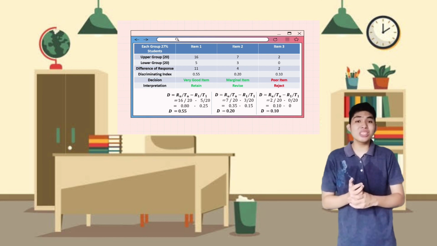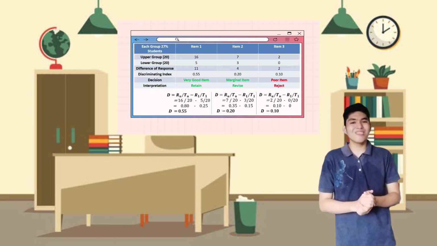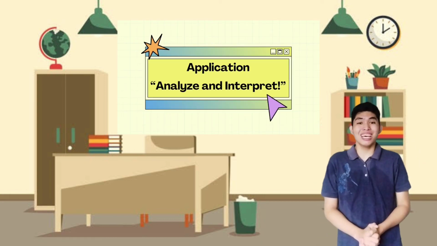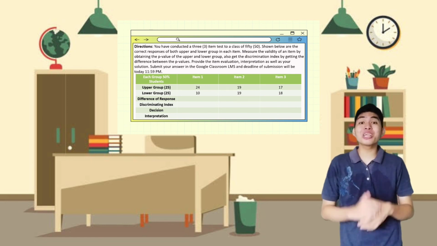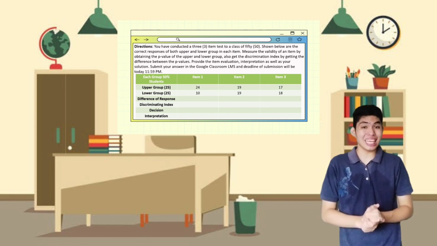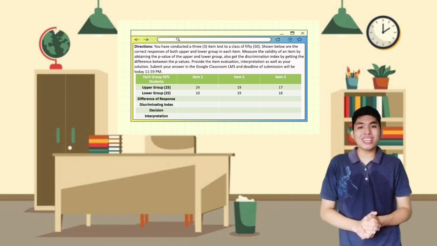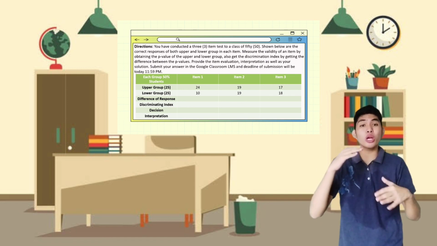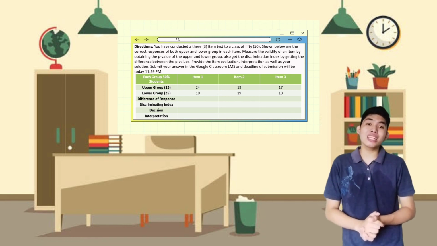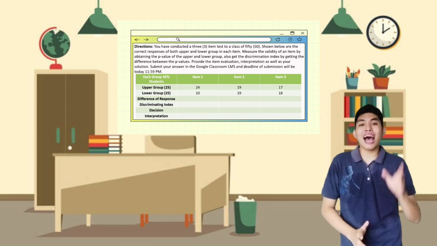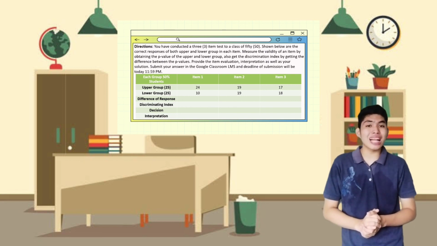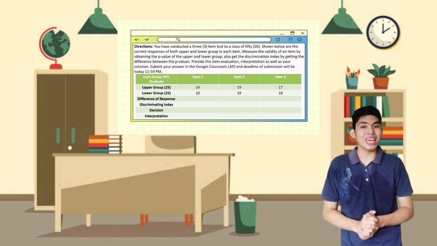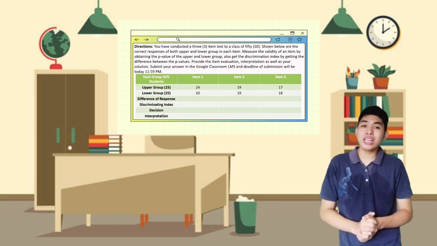Since everyone said none so far, I'll be giving an activity entitled Analyze and Interpret. Listen to the instruction, class. You have conducted a 3-item test to a class of 50. Shown below are the correct responses of both the upper and the lower group in each item. Measure the validity of an item by obtaining the p-value of the upper and the lower group. Also, get the discrimination index by getting the difference between the p-values. Provide the item evaluation, interpretation, as well as your solution. Submit your answer in the Google Classroom LMS, and the deadline of submission will be today, 11:59 p.m. Is the instruction clear and concise, class?